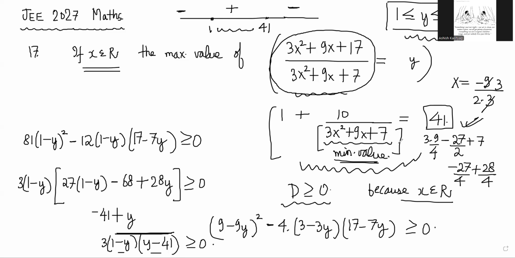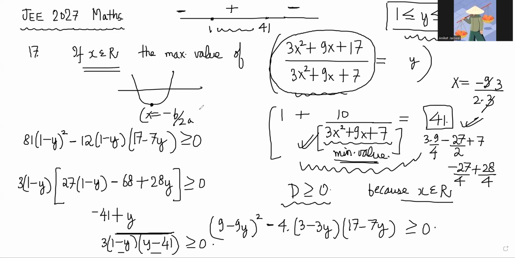Do you understand the second method? Yes, sir. We are trying to find the maximum value, so we wrote it like this. We need the minimum value of the denominator; an upward facing parabola's minimum value will happen at x equals minus b by 2a. We put that value and immediately we get 41. But in general, it will not be simple like this all the time. So in general, the first method that we did is the proper method. Okay, sir.